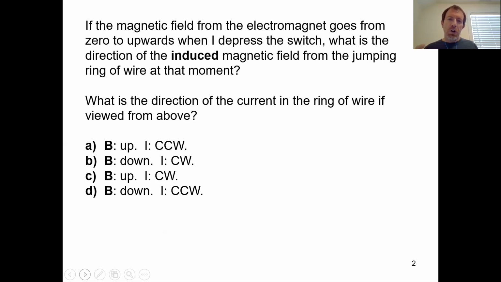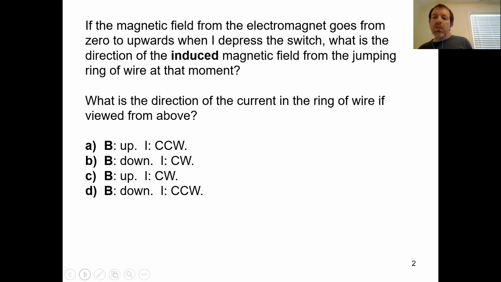If the magnetic field due to my electromagnet goes from zero to upwards when I depress a switch, then what's the direction of the induced magnetic field from the jumping ring of wire at that moment, right? So my solenoid magnetic field goes from zero to upwards. What's the direction of the induced magnetic field due to the jumping ring at that moment? Also, with that information, what's the direction of the current in the ring of wire if we're viewing that ring of wire from above?